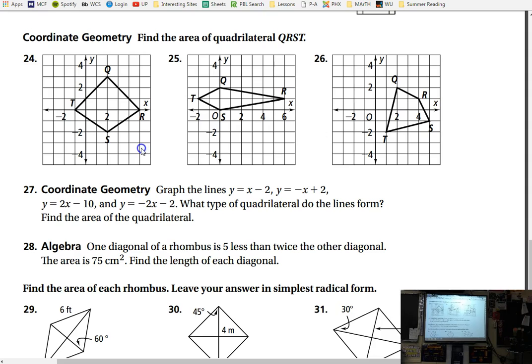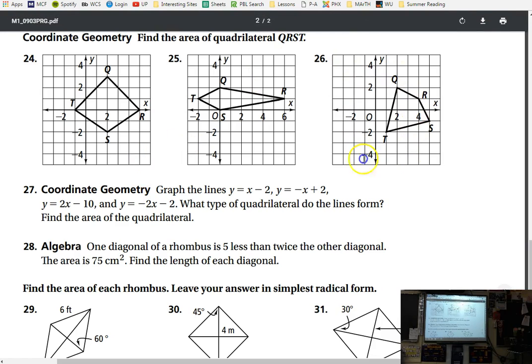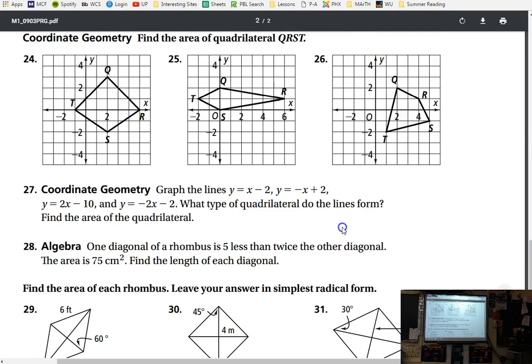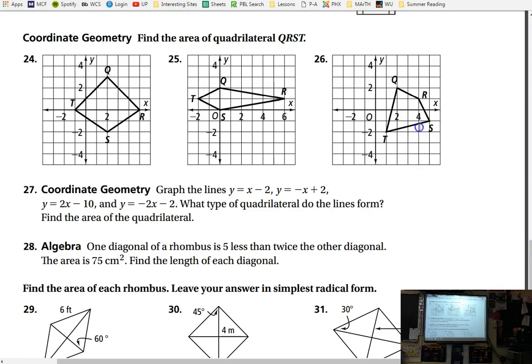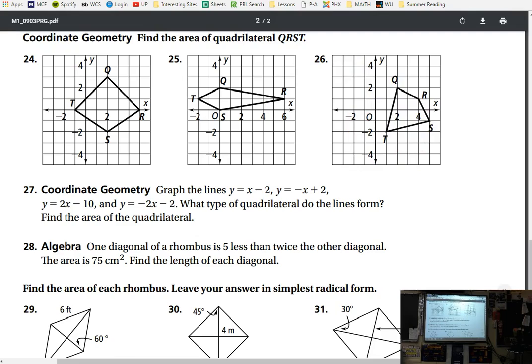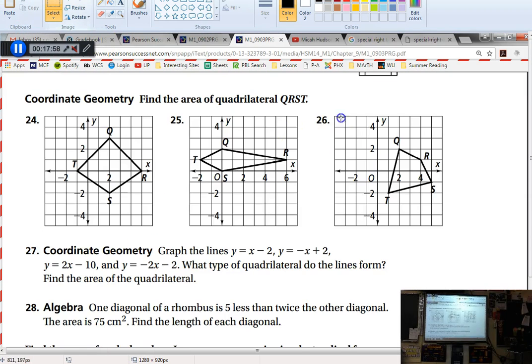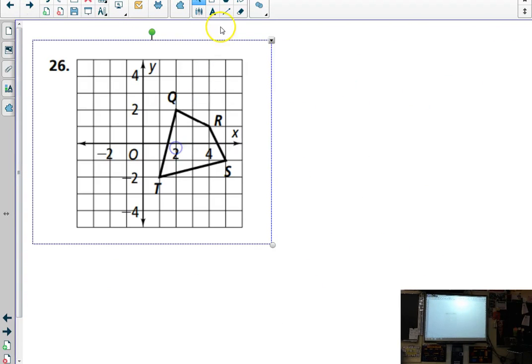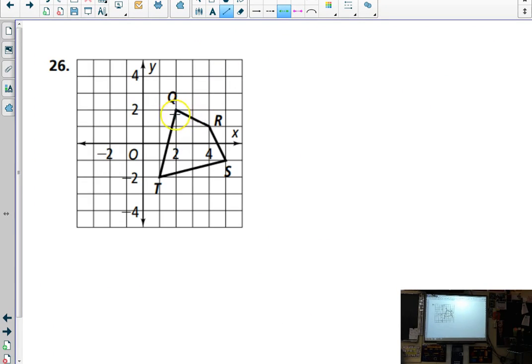Again, you can use Pythagorean theorem if you need. Over here, 26, you might need it. You can also always just break up these shapes into easier shapes to deal with. If I really wanted to make 26 easier, I could honestly break it right here.